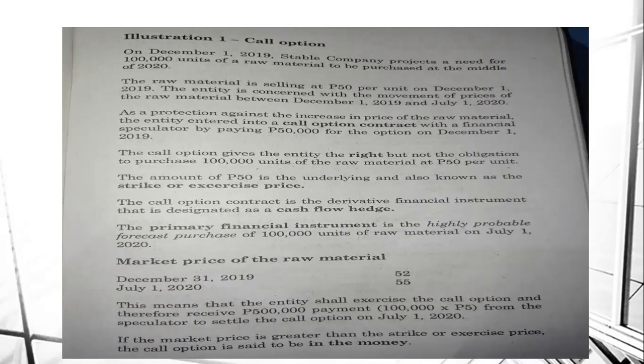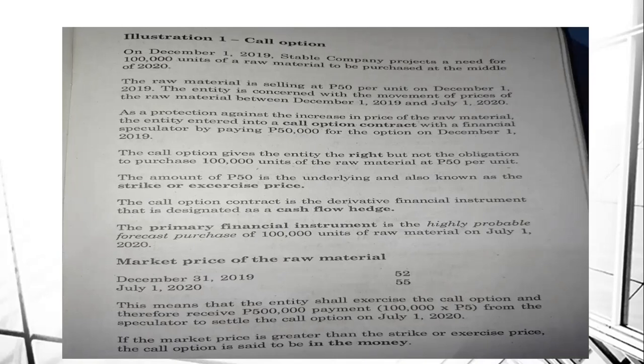So the call option gives the entity the right but not the obligation to purchase 100,000 units of the raw materials at 50 per unit. The amount of 50 is the underlying and also known as the strike or exercise price. The call option contract is the derivative financial instrument that is designated as a cash flow hedge. The primary financial instrument is the highly probable forecast purchase of 100,000 units of raw materials on July 1, 2020.